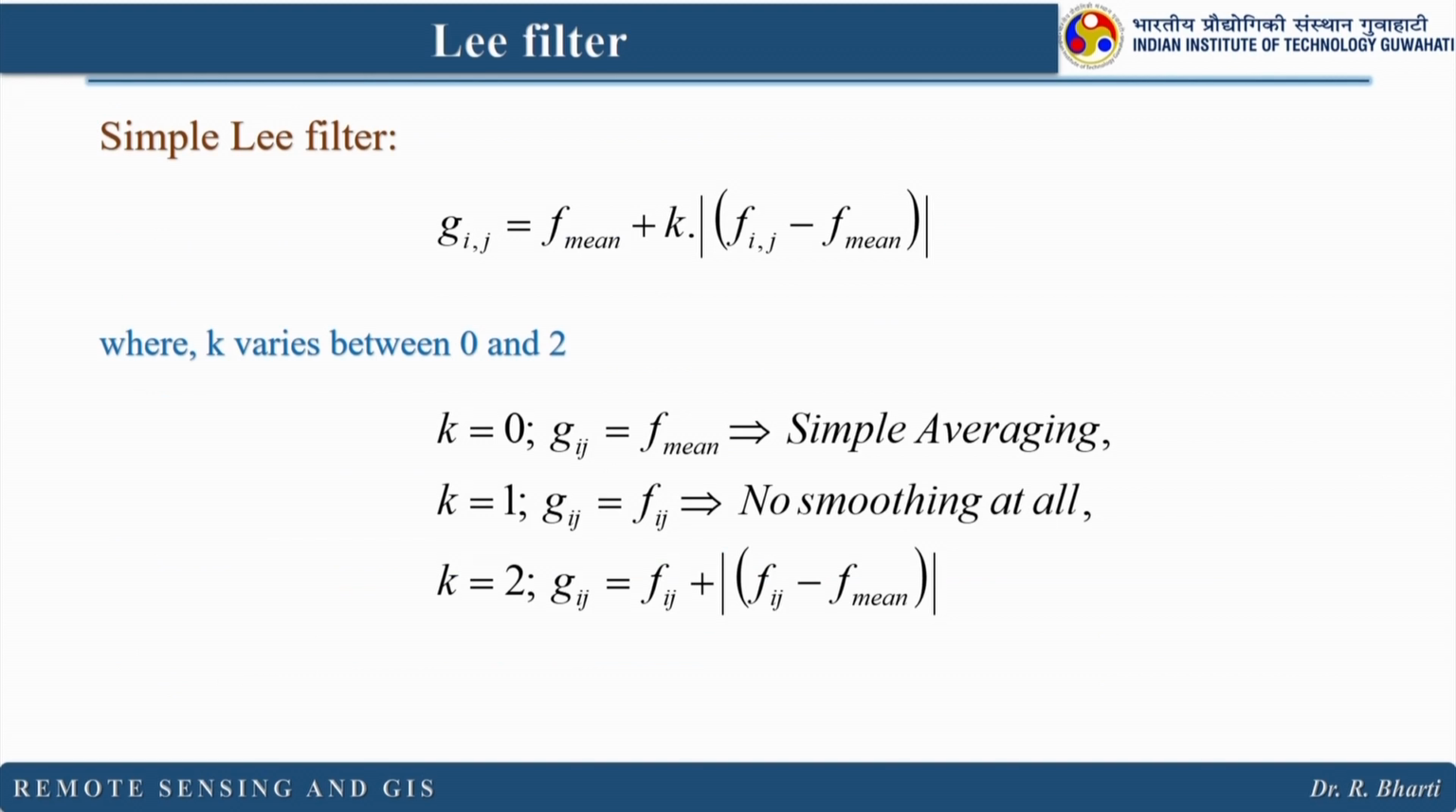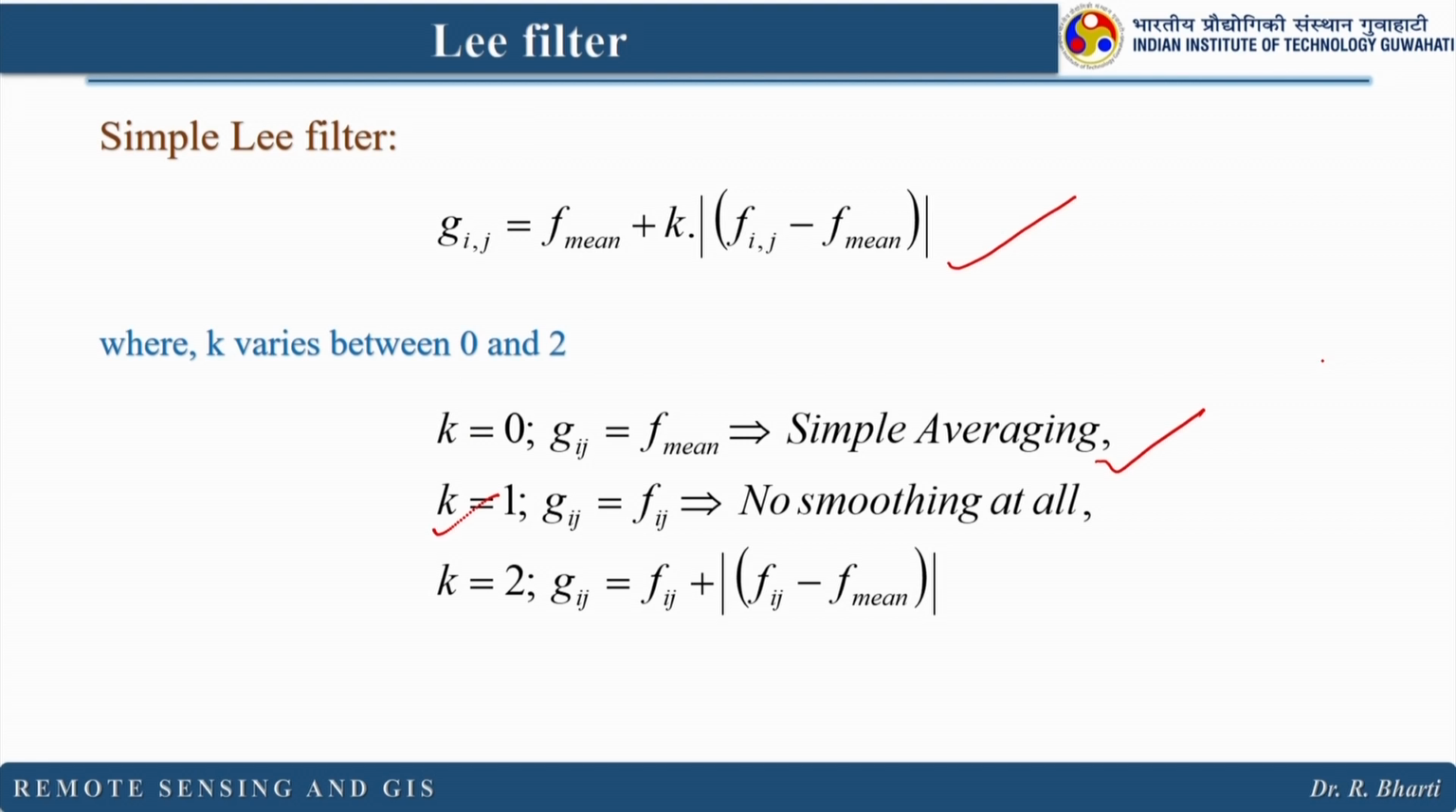So this is the general expression of the simple Lee filter, where k varies between 0 to 2, right. When you are using k equal to 0, it is simple averaging, and when you don't want to do any averaging, then you have to use k equal to 1, right. So this is the simple Lee filter.